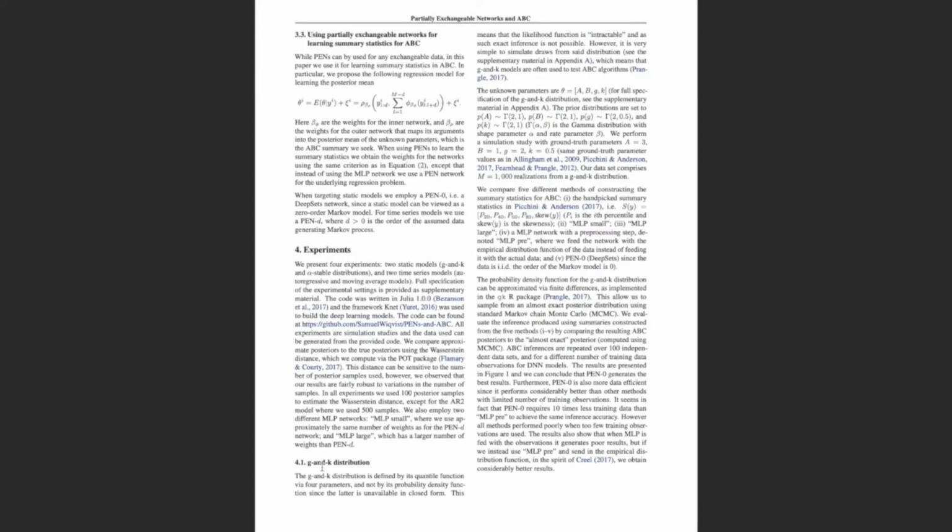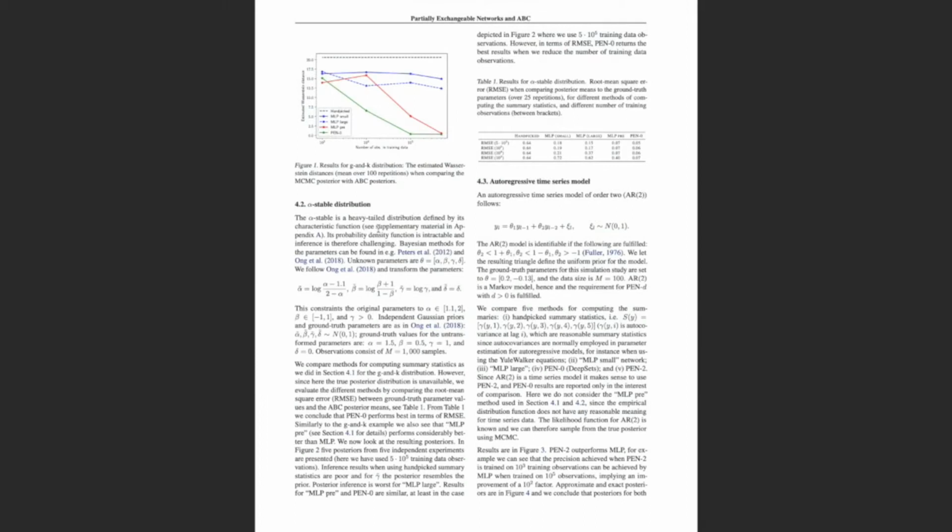So this is the G and K distribution, and from their experiment, they showed that when the dataset is 10 cubed, the difference between them, or say whether the predicted data is precise, is about the same or slightly lower than the multi-layer perceptron, but there is no big difference.